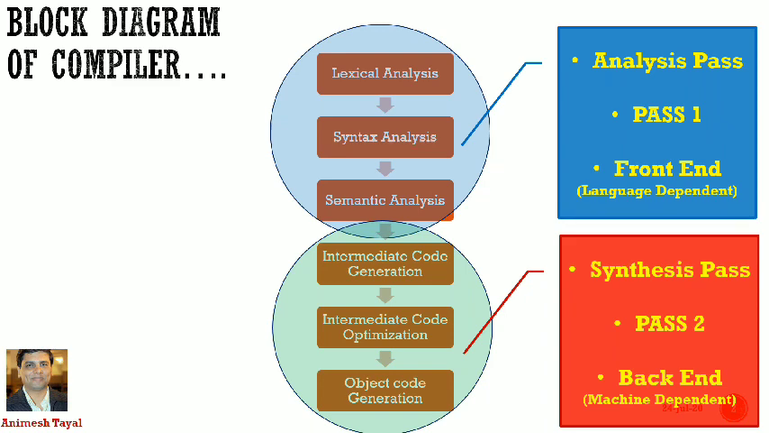And in terms of front end and back end, compiler have front end means pass 1 and back end means pass 2. Front end means pass 1 means front end is user dependent, language dependent, and back end means machine dependent pass.